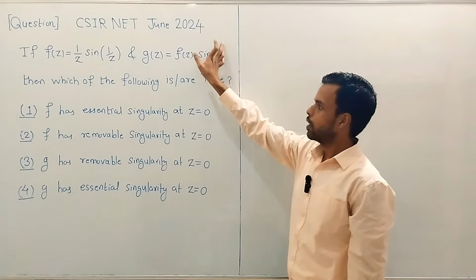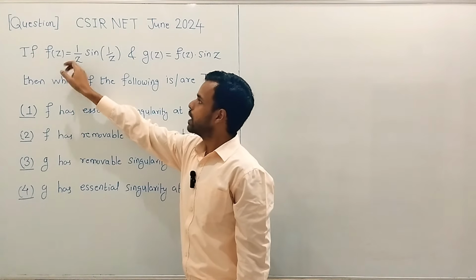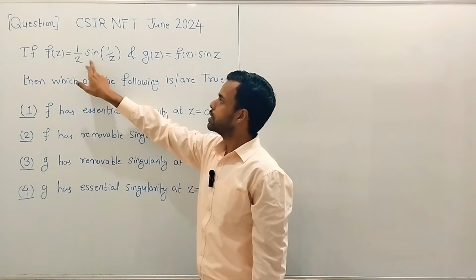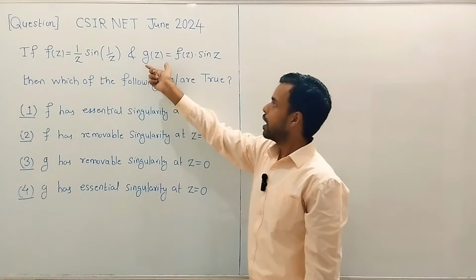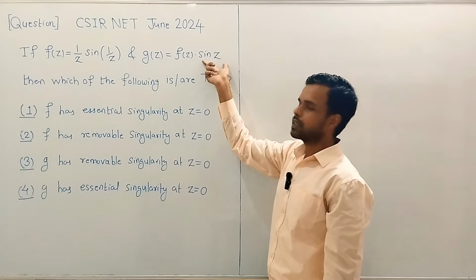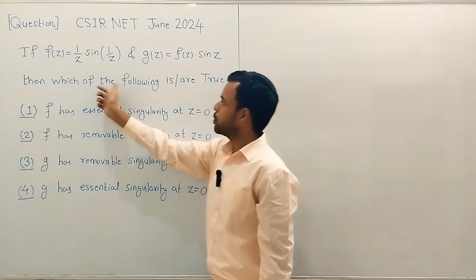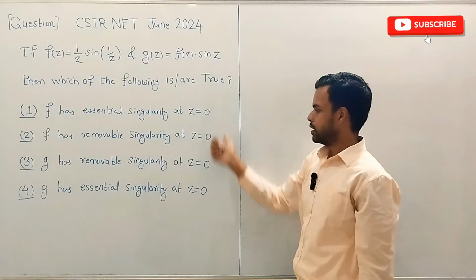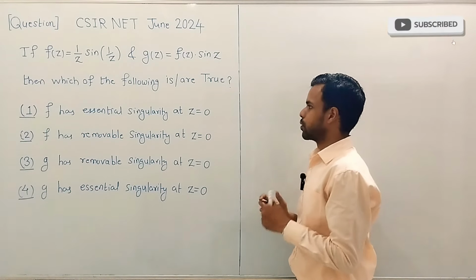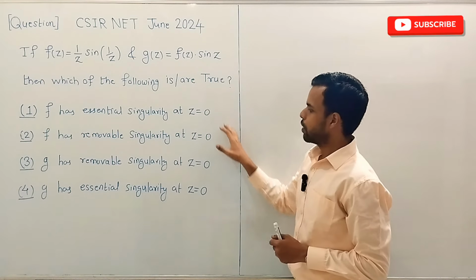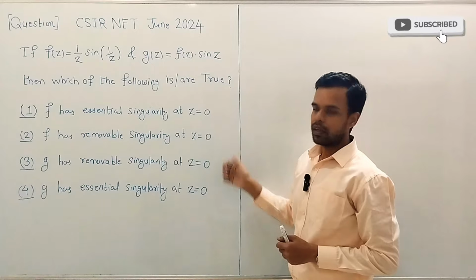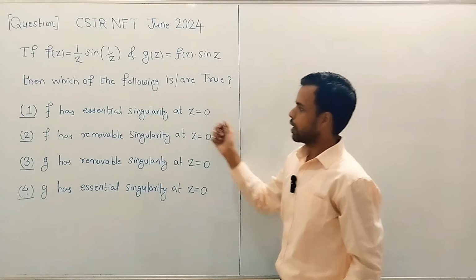2024 exam. The question is: if f of z equals 1 over z times sine of 1 over z, and g of z equals f of z times sine z, then which of the following is or are true? These are the options. So let's begin the solution. We will examine each of these given options one by one. So let's start with option 1.